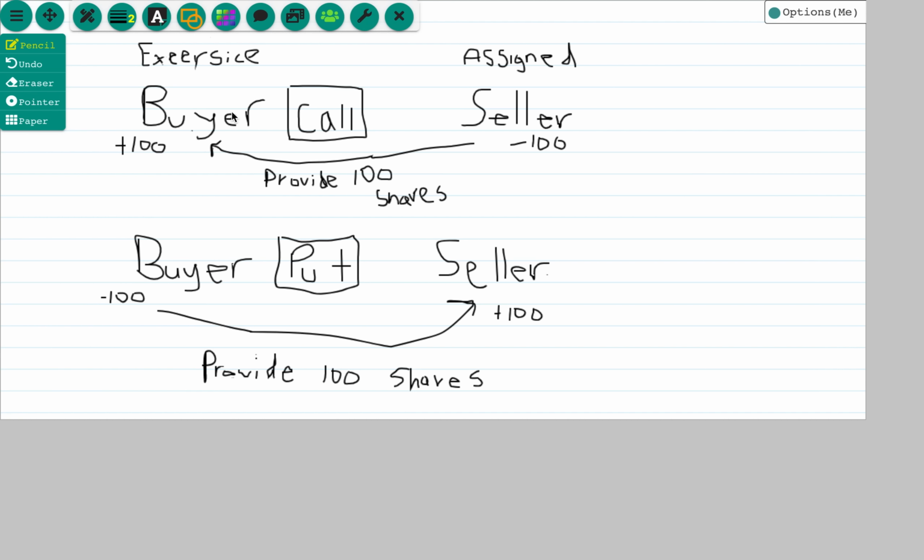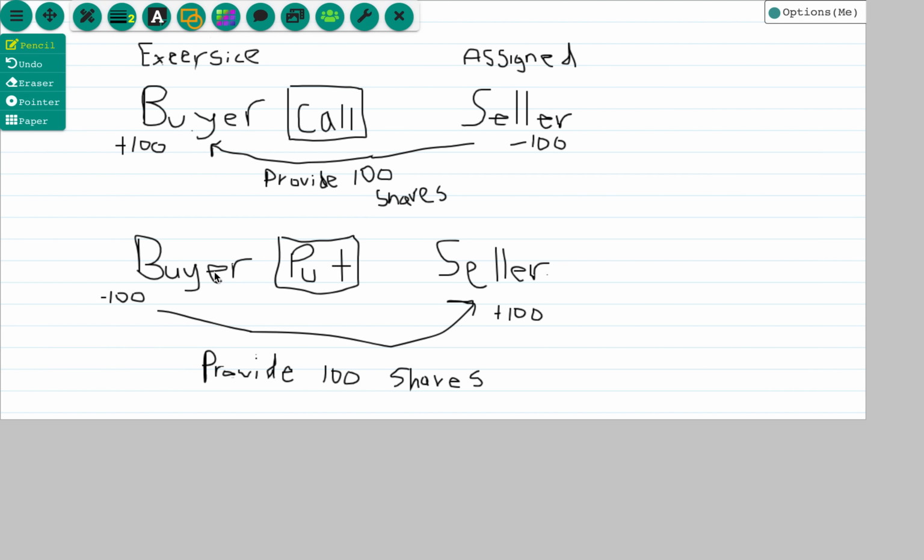So buying a call gives you the right, but not the obligation, to buy 100 shares at the strike price. Buying a put gives the buyer the right, but not the obligation, to sell 100 shares at the strike price. So let's say I bought a call and I exercise my right to buy 100 shares at the strike price. What's going to happen? Well, the seller here will be assigned, right? And the seller in this scenario will have to provide 100 shares to the buyer. So the buyer will end up with 100 shares more, and since the seller is providing 100 shares, the seller will end up with 100 shares less.